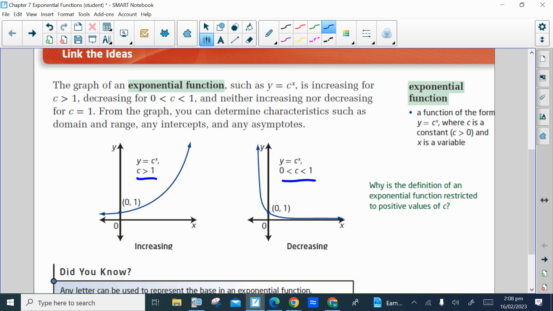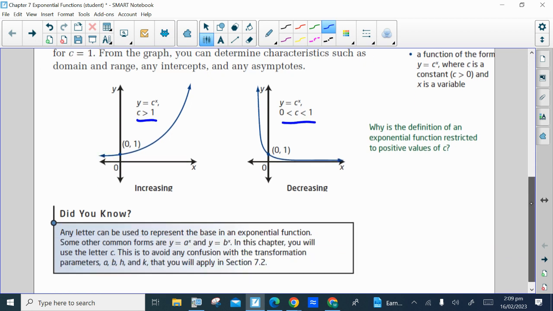As it says on the right, an exponential function is a function of the form y equals c to the x, where c is a constant that has to be greater than 0, and x is the variable. From the graph, you can determine characteristics such as domain, range, any intercepts, as well as any asymptotes. So we'll be talking about those.